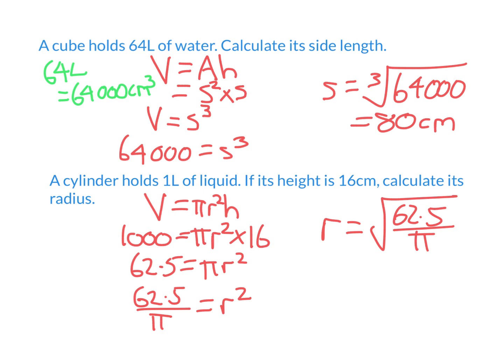All right, the square root of 62.5 over pi, if you put it on your calculator, you get about 4.46. Once again, because this was centimeters cubed, this will be centimeters. So the radius is about 4.46 centimeters, and we're done.